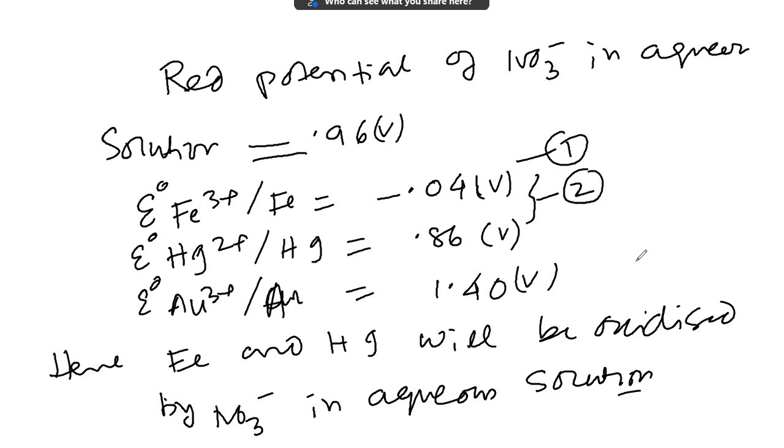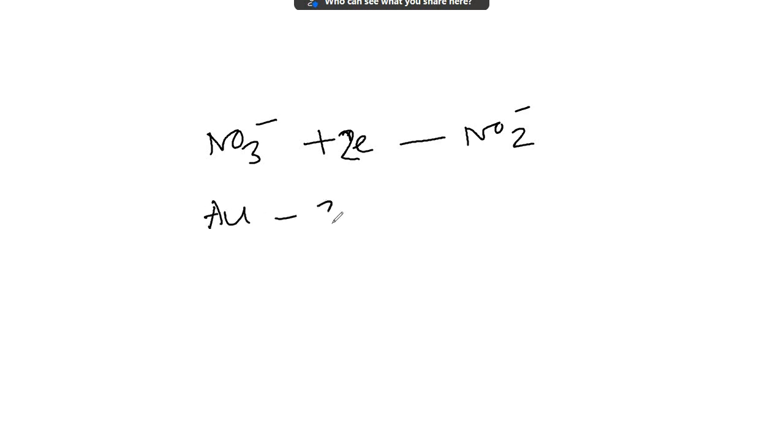Next point, E naught is an intensive property. What do I want to tell by intensive property? Suppose in this case, NO3 minus plus electrons gives NO2 minus. It has the oxidation number of plus 5 and the other has the oxidation number of 3, so it involves the addition of 2 electrons. In this case, for Au, 3 electrons are transferred.